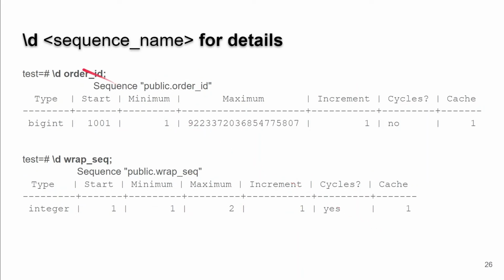By the way, if you type in \d sequence name, you can get details. Here's our order ID one we set up much earlier. We know it's a bigint, starts at 1001, minimum, maximum, and the incremental value. It doesn't cycle, and by default it's cached. Now the wrap sequence, where we've got one between 1 and 2, integer, start at 1, minimum 1, maximum 2, increments, and cycles.